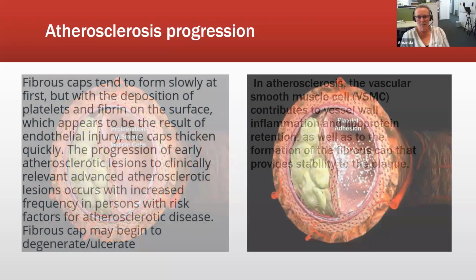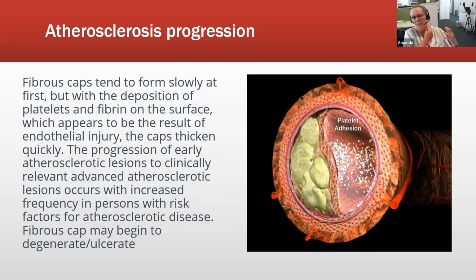Okay, and then the next thing that happens is the deposition of platelets and fibrin on the surface. So these platelets start to adhere on the surface of the endothelial lining. And this sort of progression here can take 10 to 15 years. So it happens over a long period of time. So eventually what will happen is these caps will either start to degranulate or ulcerate. So they'll start getting infected and breaking down.